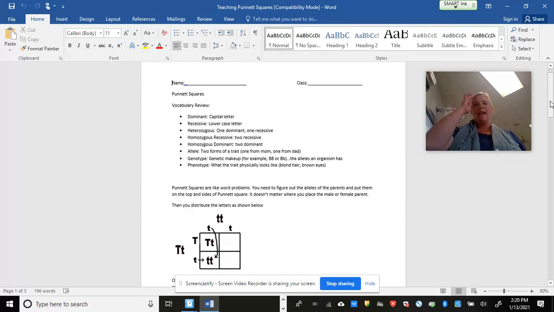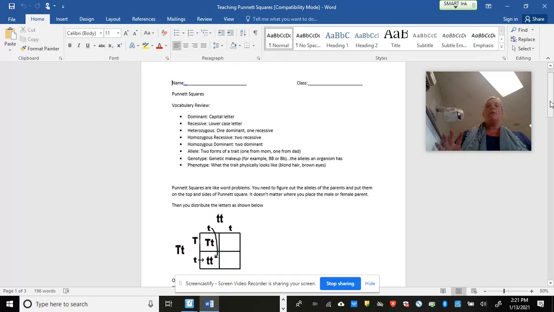So this is just a little handout that I initially go over to kind of teach Punnett squares. It's a great resource for you when you're doing some of these problems on your own. If you kind of forget how to do the problems, then you can go back to this resource and use it to help you remember some things.